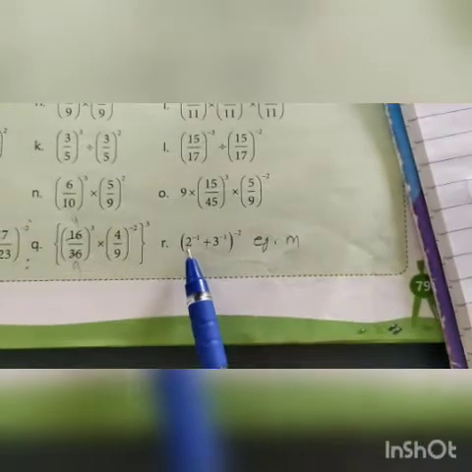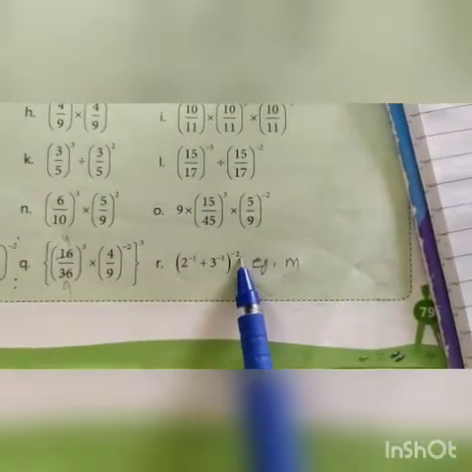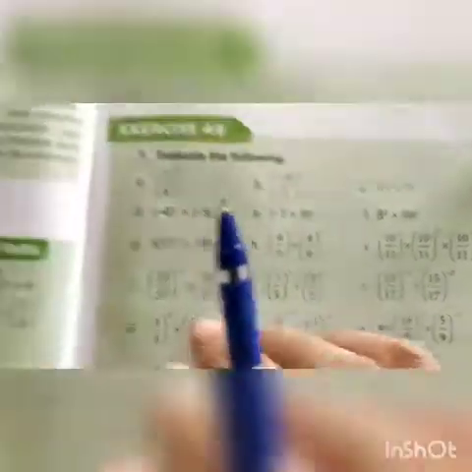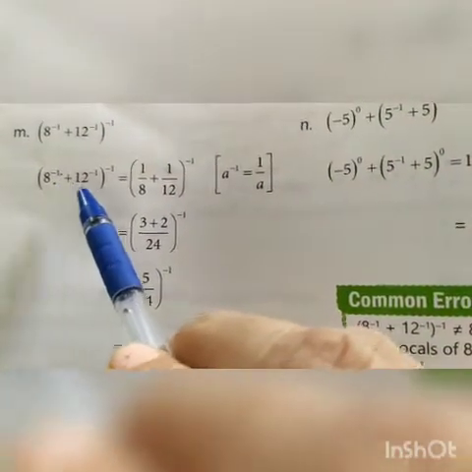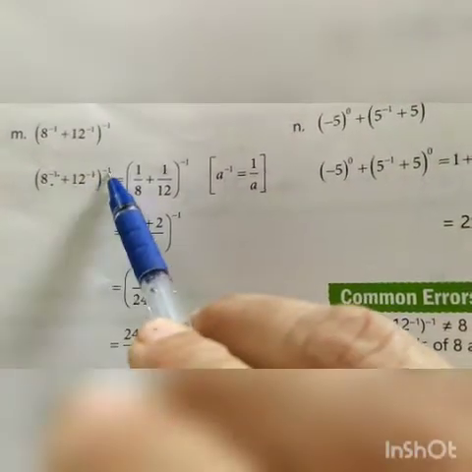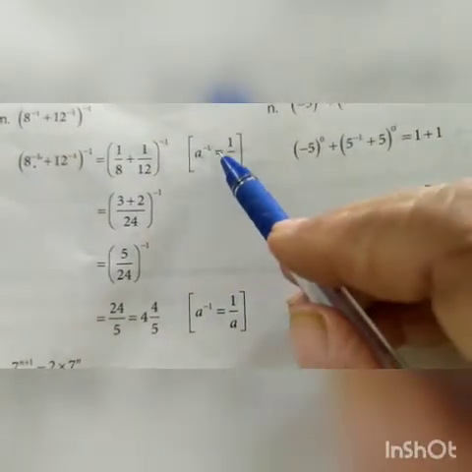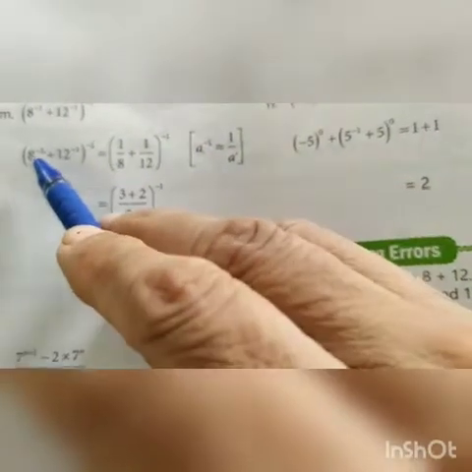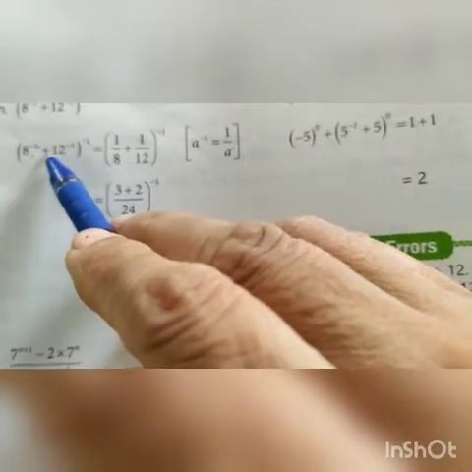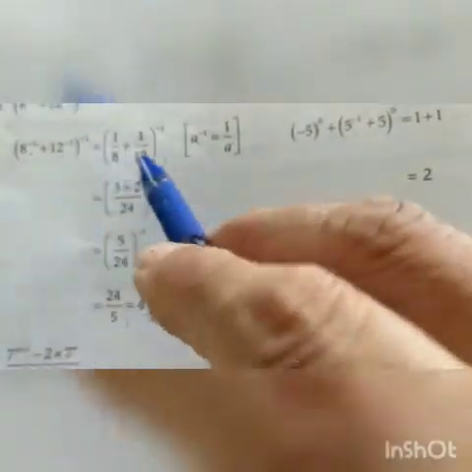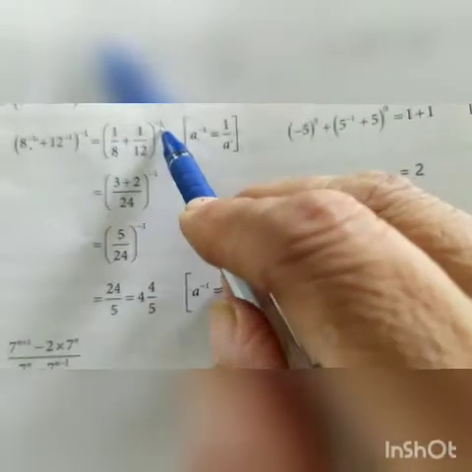R part is 2 power minus 1 plus 3 power minus 1 then whole power minus 2. It is just like example m. See example m. This one 8 power minus 1 plus 12 power minus 1 then whole power minus 1. So this is 8 power minus 1. We will use this law, a power minus 1 is equal 1 upon a. So we can write this 8 power minus 1 as 1 upon 8. Similarly, this plus 12 power minus 1 can be written as 1 upon 12. Then whole power, this minus 1 is here.